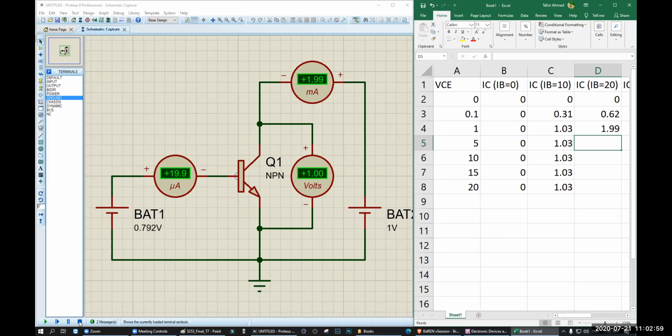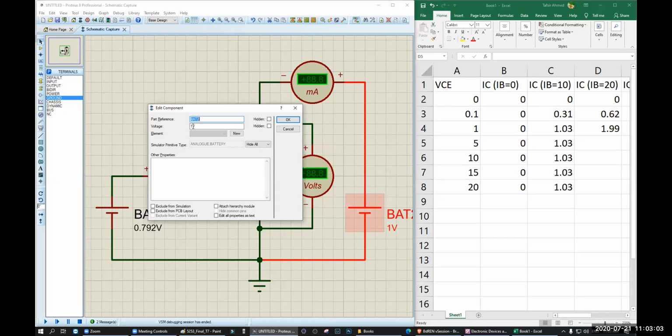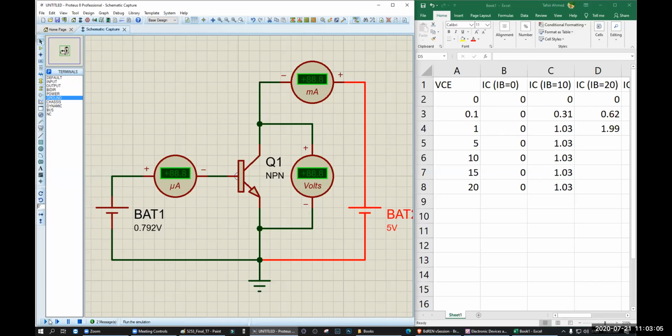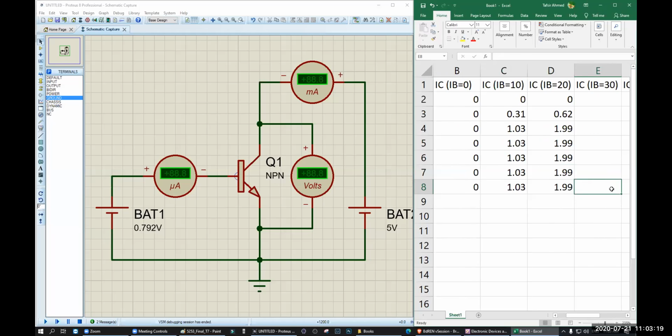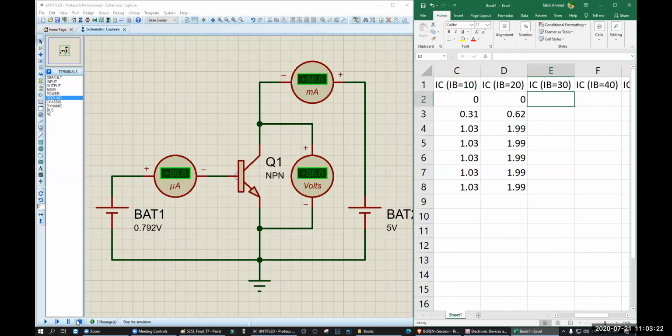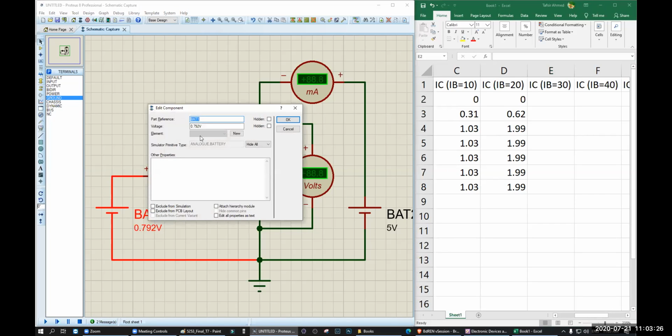Okay. For next, if you increase the value here, if you make it 5 volt, you will see it is 1.99. Again, same. If you make it 10, you will see 1.99. If you make it 15, 1.99. So we can call it 1.99. Okay. Next value will be this one for 30. So how can you do that? Change the value, reset this value to 0.1 again.